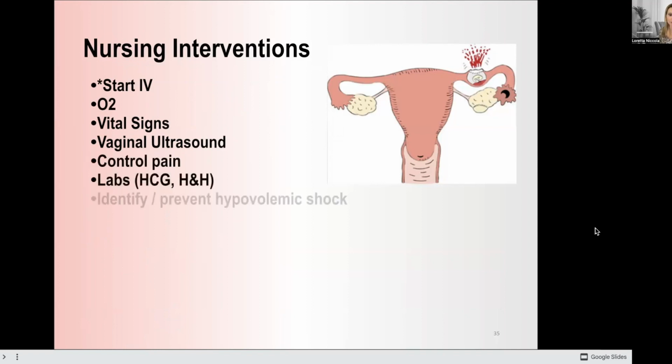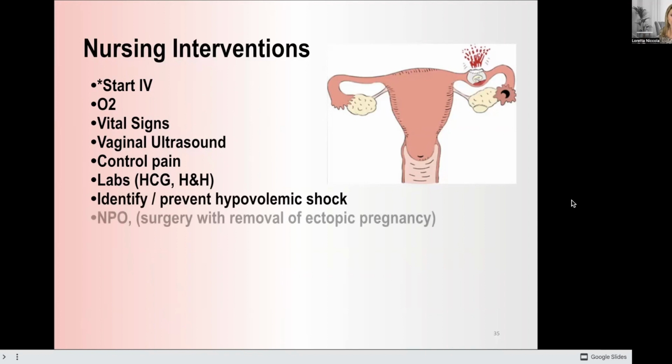Labs, check her labs for H&H. HCG, is it high? Is it low? And then prevent shock. NPO, because we know that surgery is the only way we're going to cure this and take the ectopic pregnancy out.